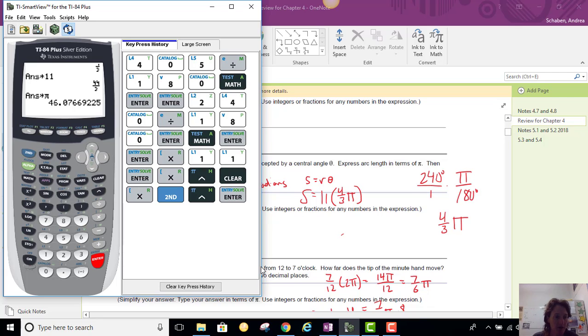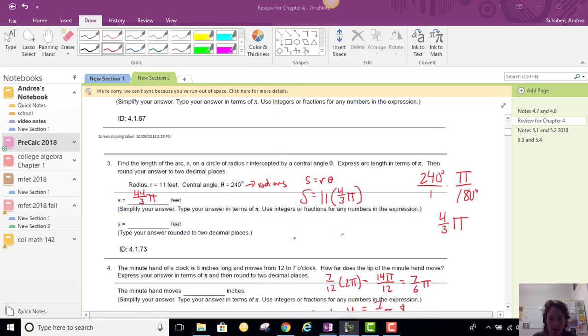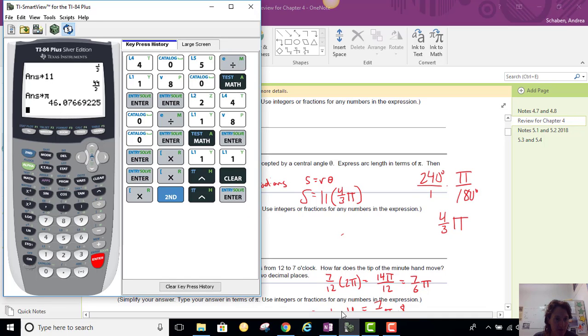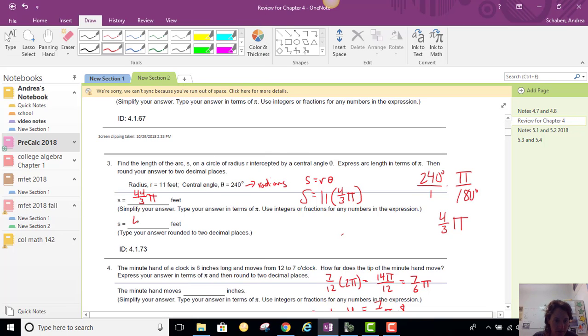The decimal is 46.0. Checking my decimal points. 008.